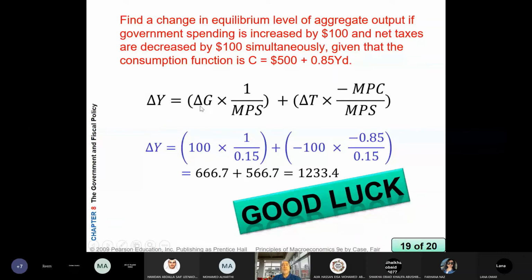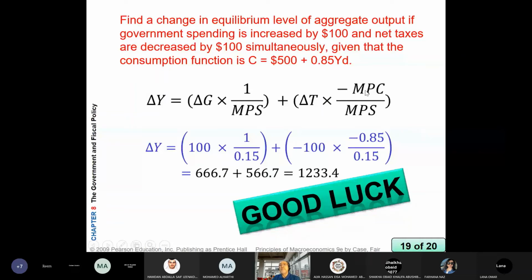So here, see here, what is delta G? An increase in government expenditure by 100. What is delta T? There is a decrease in taxes by 100. So I say minus 100.